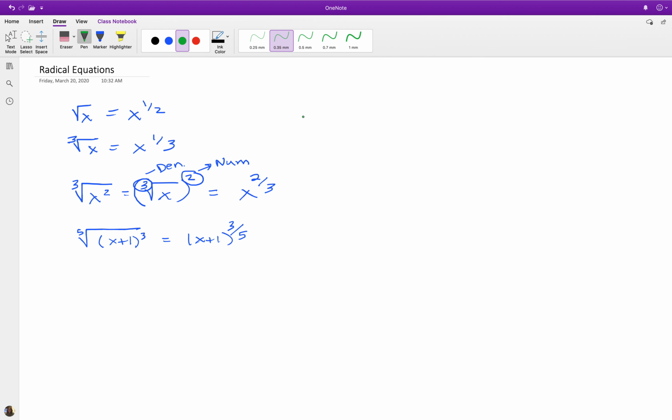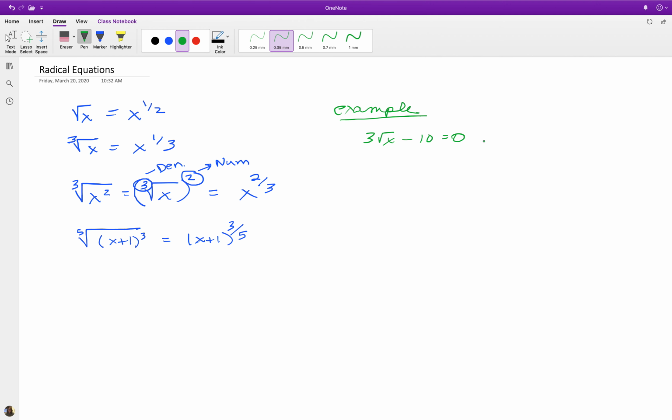So let's start with an example. I'm going to go through an example, and then you're going to try one in WebAssign that is really similar. So let's take 3 root x minus 10 is equal to 0.